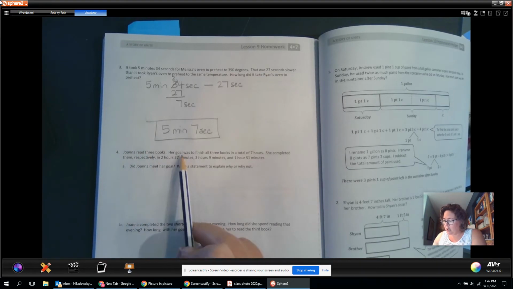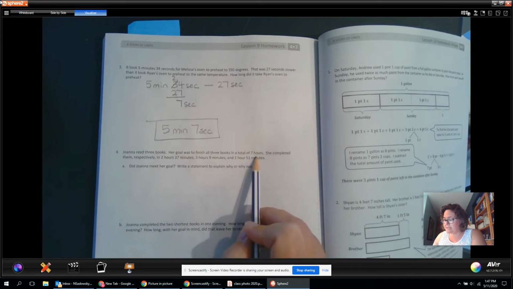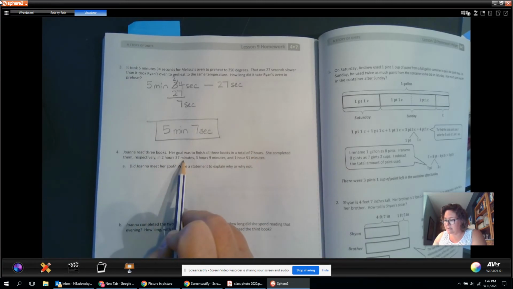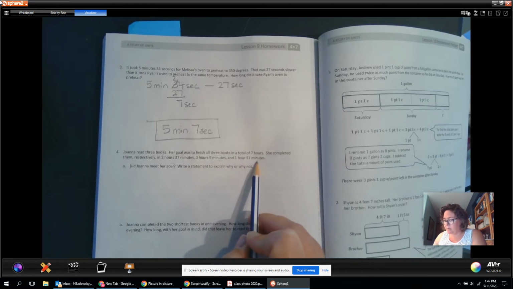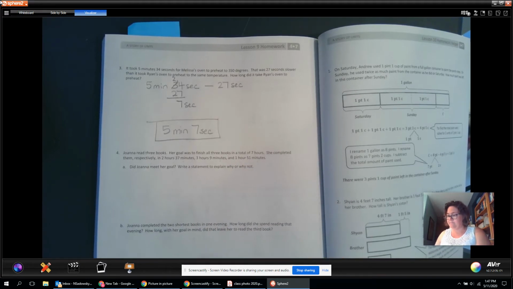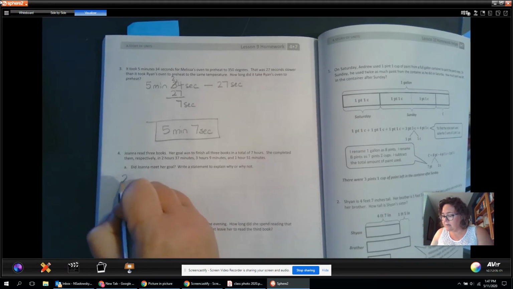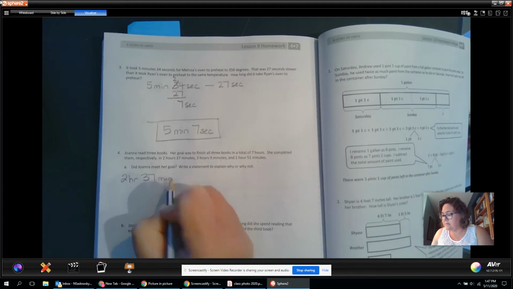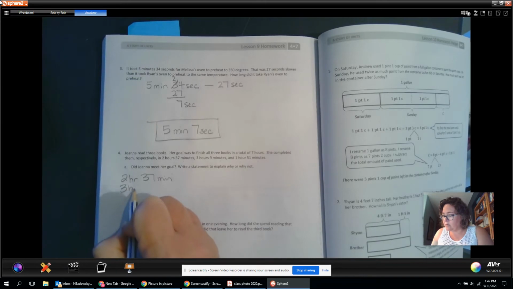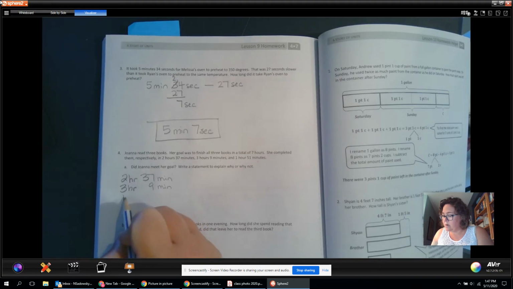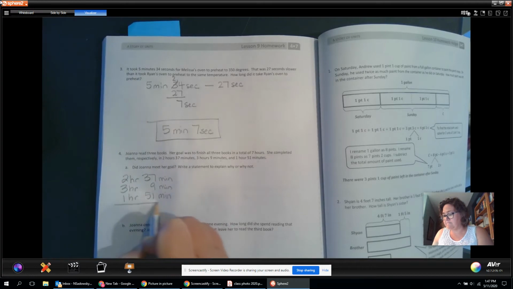Joanna read 3 books. Her goal was to finish all 3 books in a total of 7 hours. She completed them respectively in 2 hours, 37 minutes, 3 hours, 9 minutes, 1 hour, 51 minutes. Did she meet her goal? Write a statement to explain why or why not. Okay, well, let's put them together. 2 hours, 37 minutes was the first one. 3 hours, 9 minutes. And 1 hour, 51 minutes.